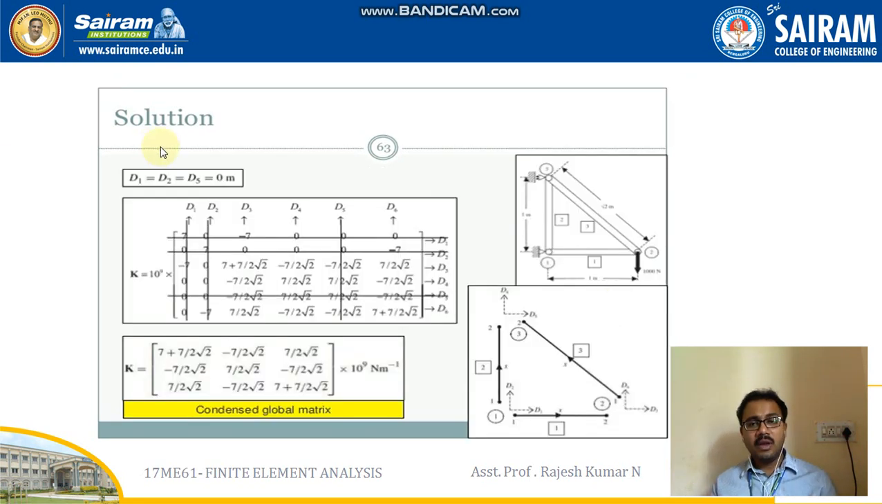Now applying the boundary condition. So what is the boundary condition? Have a look at the given sketch. First let me start with node 1. Node 1 is a fixed support, so both x and y are fixed, that is D1 and D2 are fixed. So you can see here first row first column, second row second column.